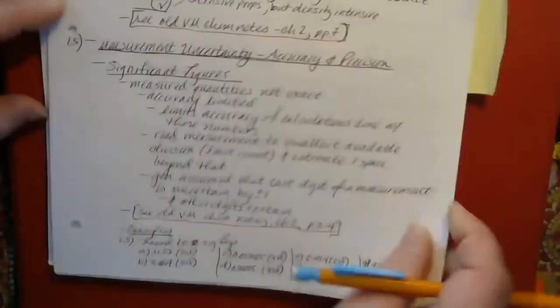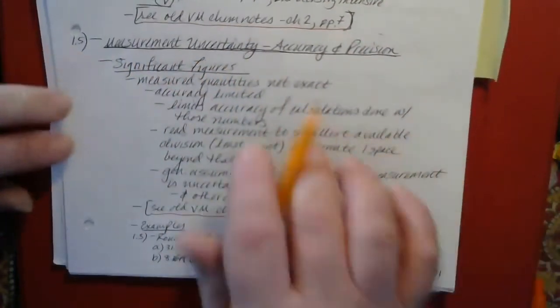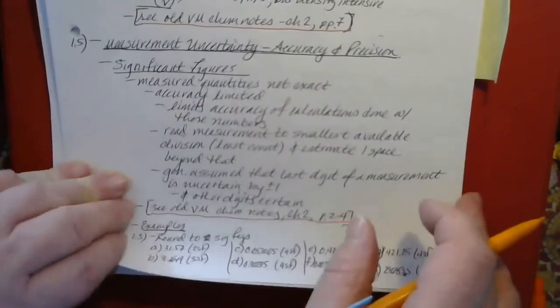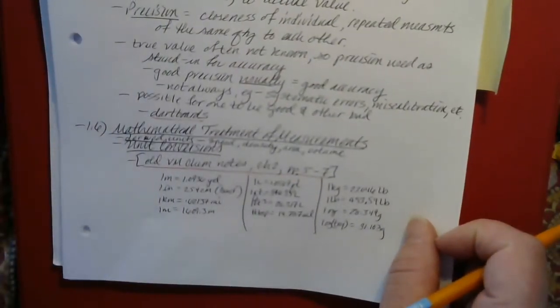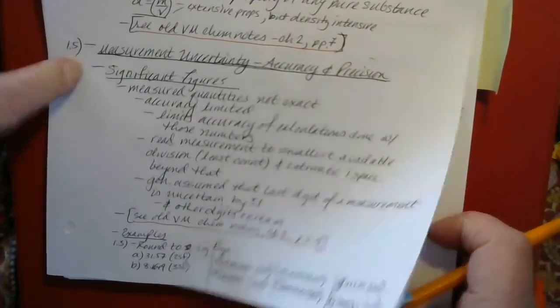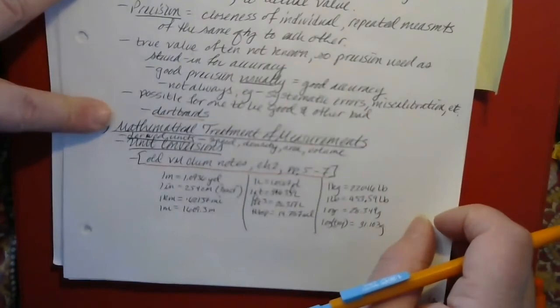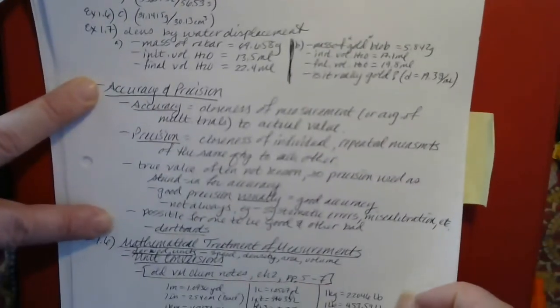Okay, so that's density. We come now to measurement uncertainty, the question of accuracy and precision. And we don't have a lot of time left on this lecture. So let me see. I'm going to come back to significant figures in our next lecture. For now, I'll just cover accuracy and precision.